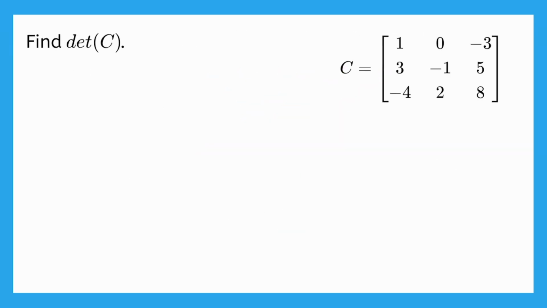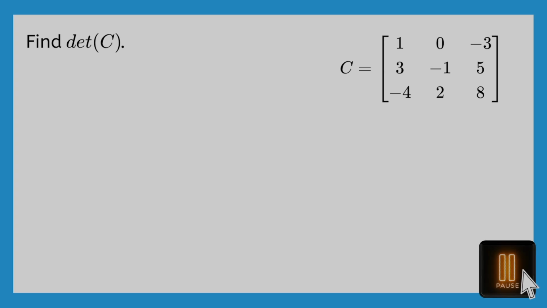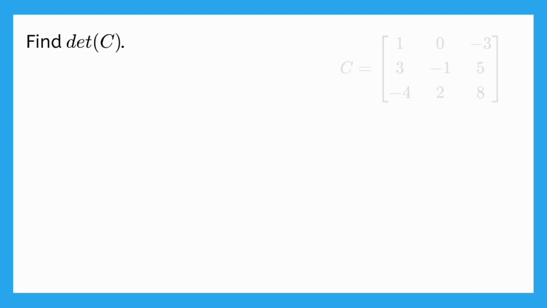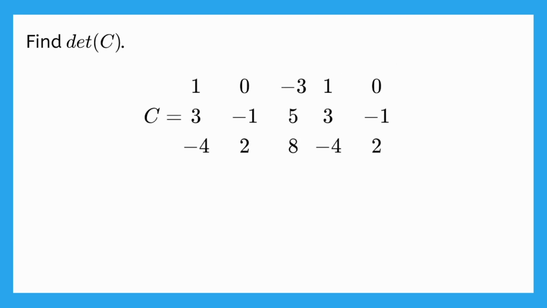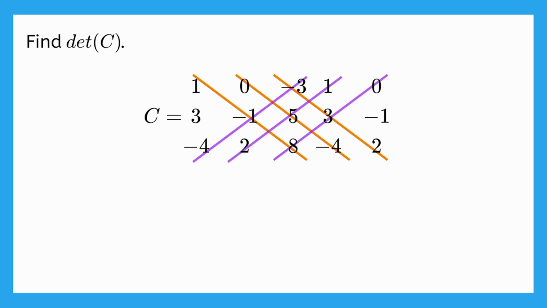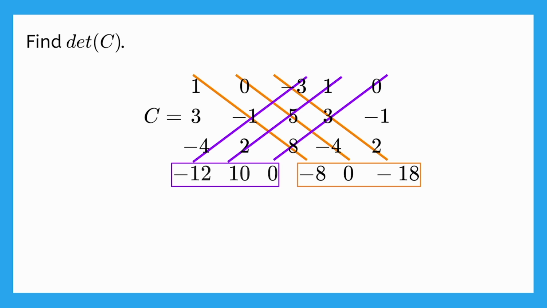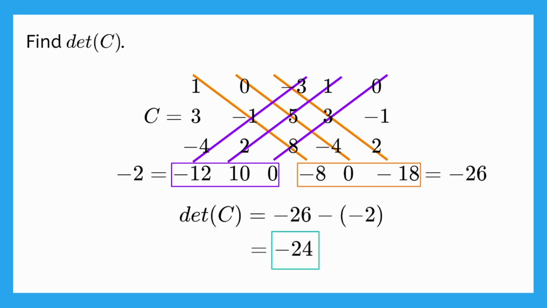Pause the video and use the shortcut method to find the determinant of matrix C. I start by adding on my 2 extra columns, like so. Then I find the products along each set of diagonals. I get negative 8, 0, negative 18, and negative 12, 10, and 0. Next, I need to add each group together. Negative 8 plus negative 18 is negative 26, and negative 12 plus 10 is negative 2. Now to find the determinant, I subtract negative 2 from negative 26, and I get negative 24. Is that what you had?